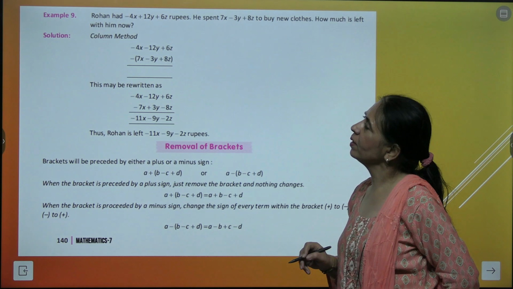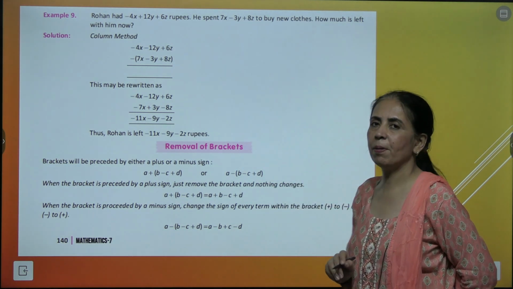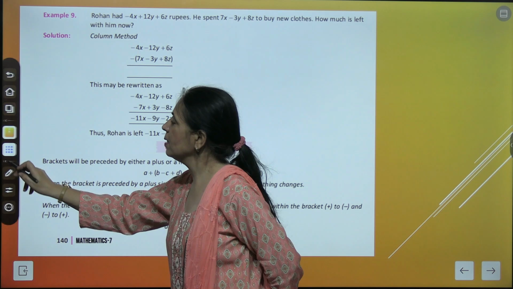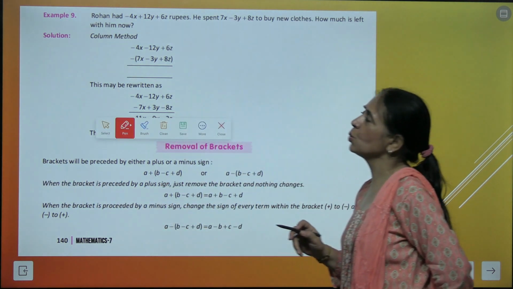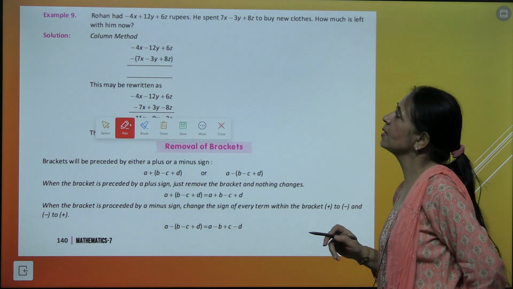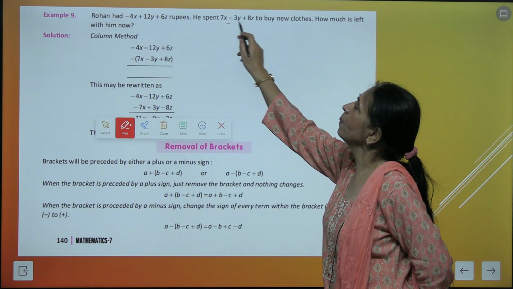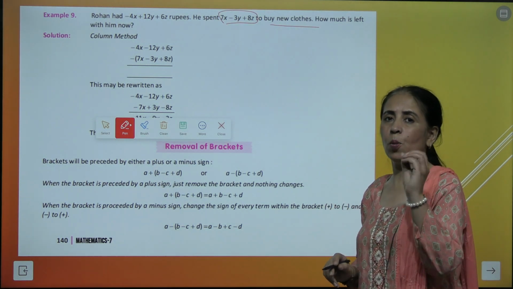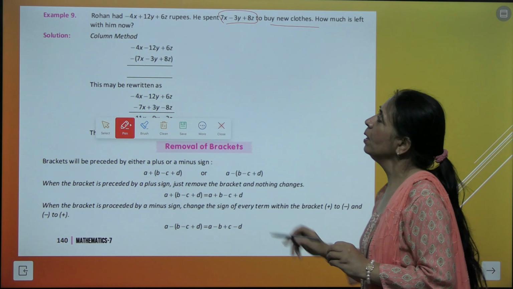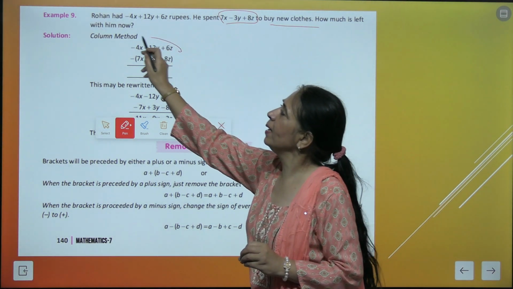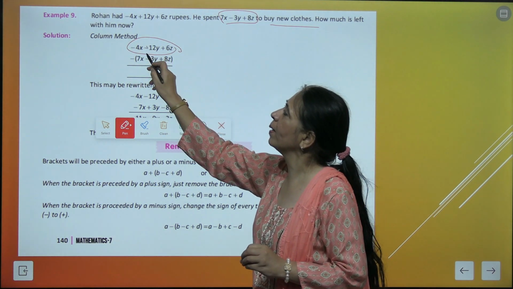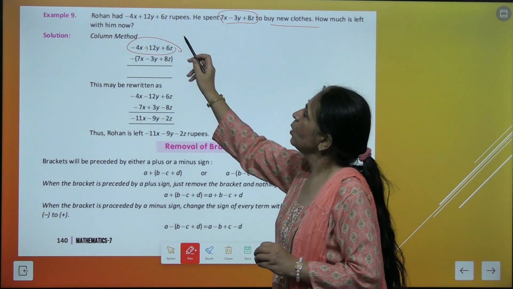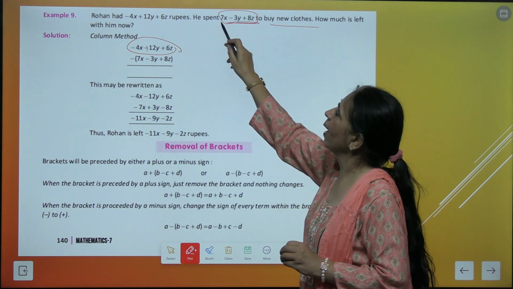Now moving further, read this next example. Very interesting example. Ram had minus 4x plus 12y plus 6z rupees, and he spent this much to buy new clothes. Now the question is how much money is left with Ram. तो पहले हमने money लिखी कि कितनी money already Ram के पास है. Got it? And after this you are going to subtract this.